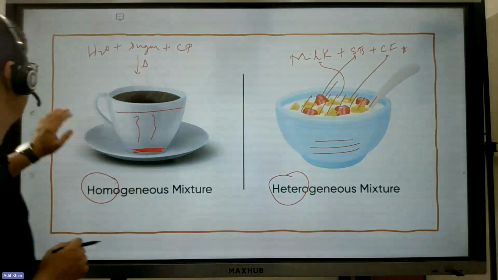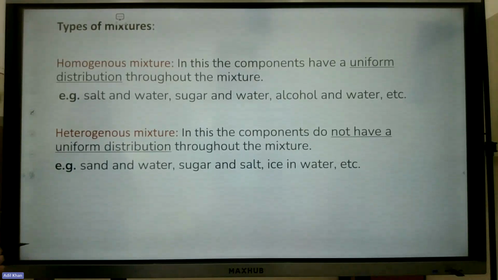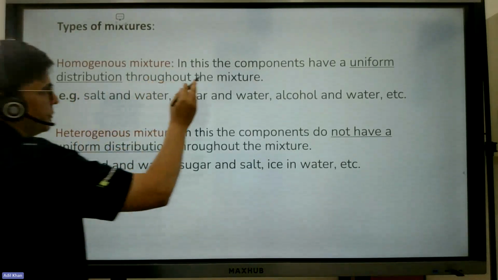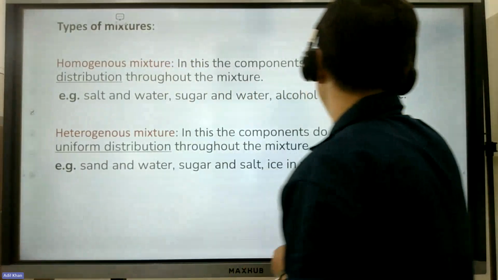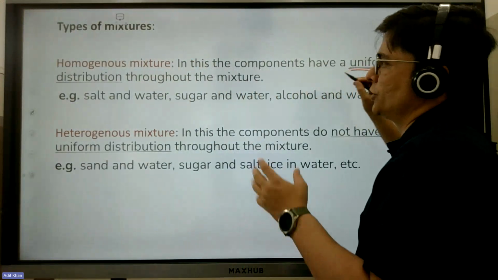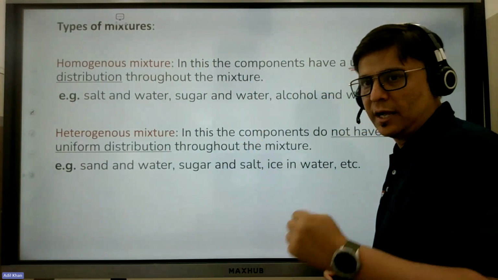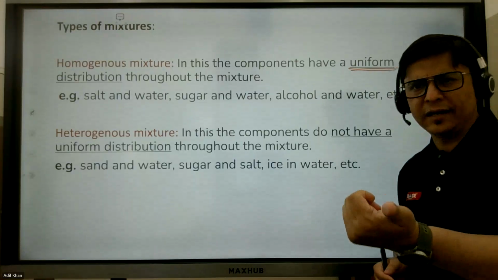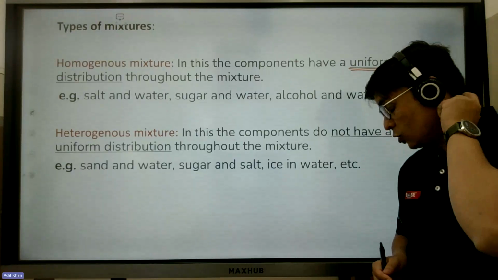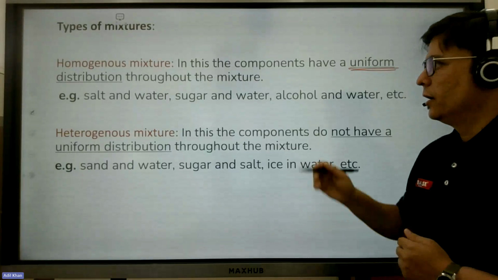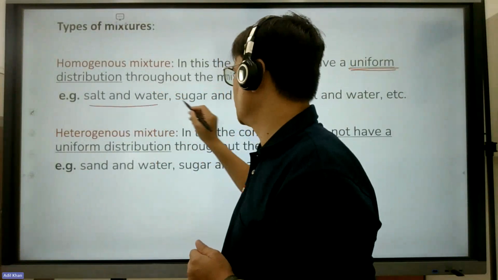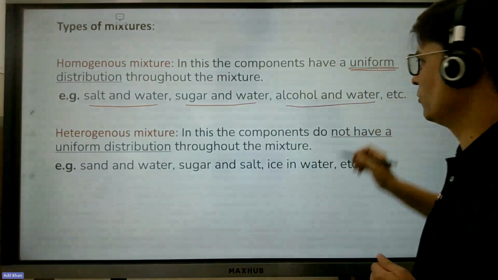Let's go and see it in the definition format. Types of mixtures: there are two types, homogeneous and heterogeneous mixture. In a homogeneous mixture, the components have uniform composition or distribution throughout. Just like the black coffee I took as an example. So examples are salt and water, sugar and water, alcohol and water, etc.